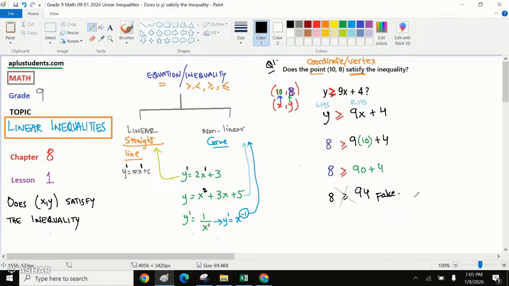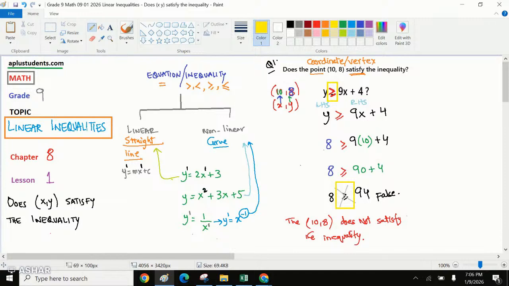So when it is a false statement, we say the point 10 comma 8 does not satisfy the inequality. All we need to do is substitute the values into the inequality, and in the result, we see whether the given condition is true or not. We just need to see if the condition is true, that means it is satisfying the inequality. If it's not true, that means it is not satisfying the inequality.